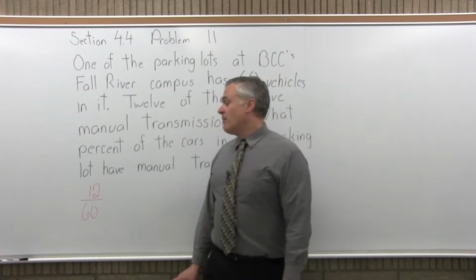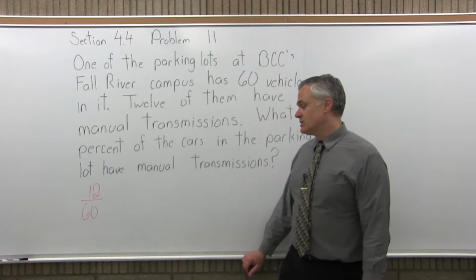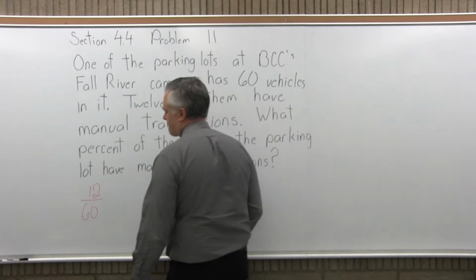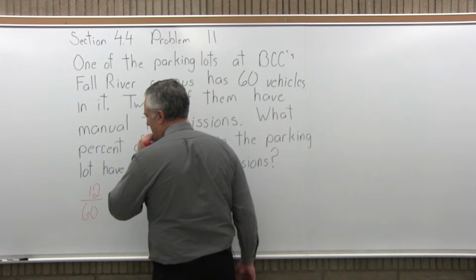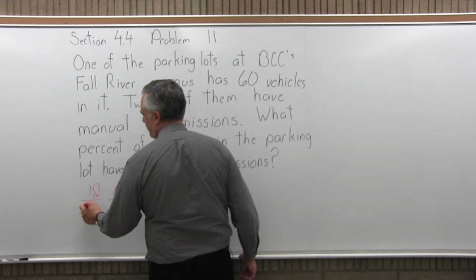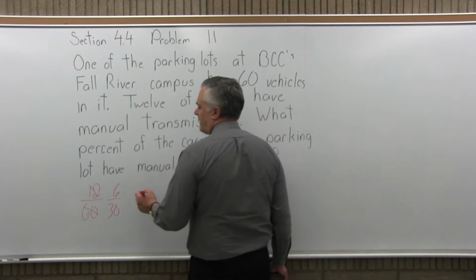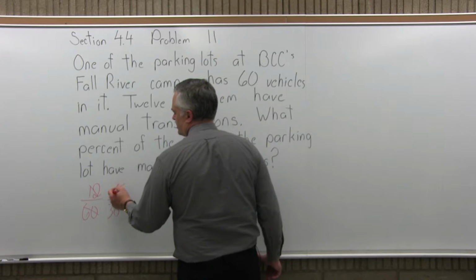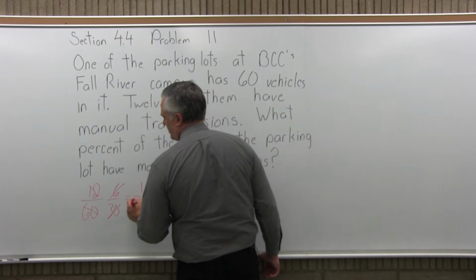60 won't work. But if you're paying attention, 12 over 60 can be reduced. They're both even, so I can cut them in half. Let's see if I can reduce this to anything that's going to help me. Well, half of 12 is 6, and half of 60 is 30. And, oh, I can make that 1/5. So 6 divides into 6 once. 6 divides into 30 five times.